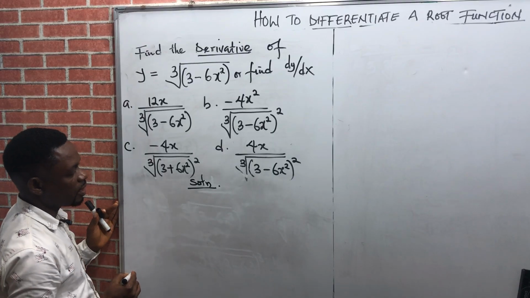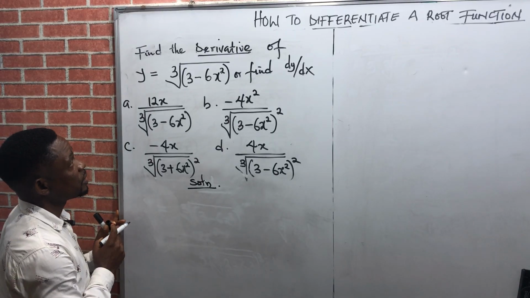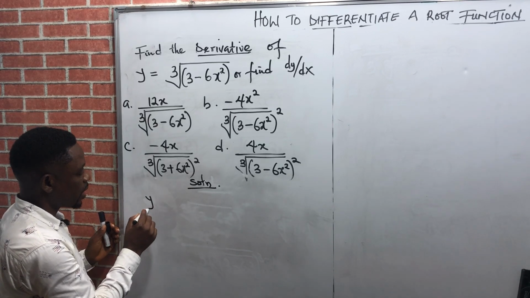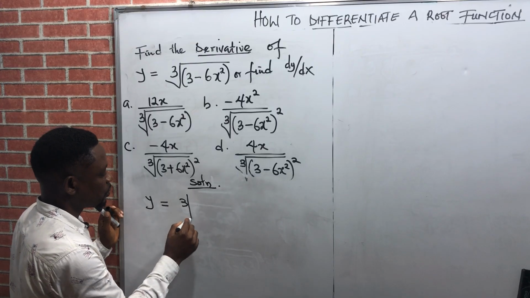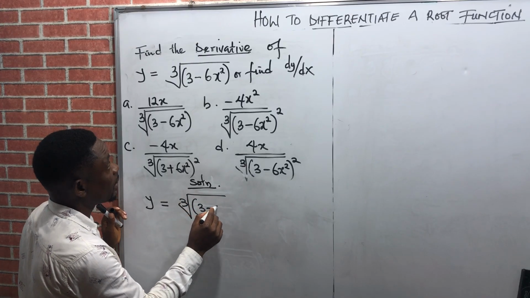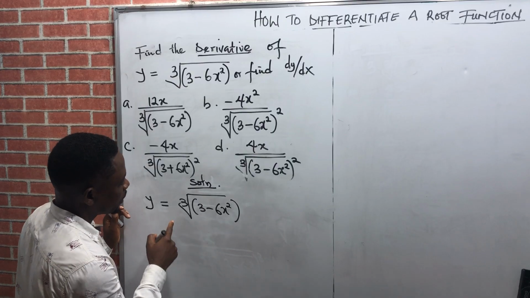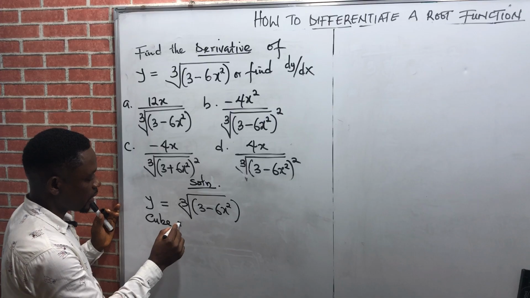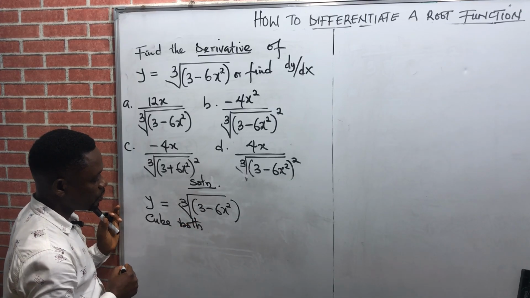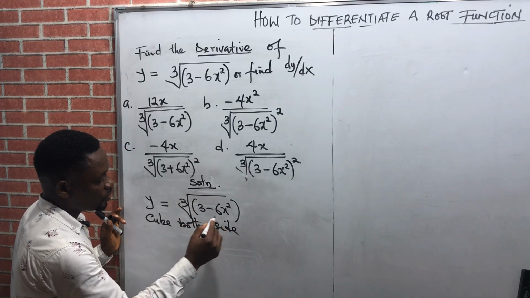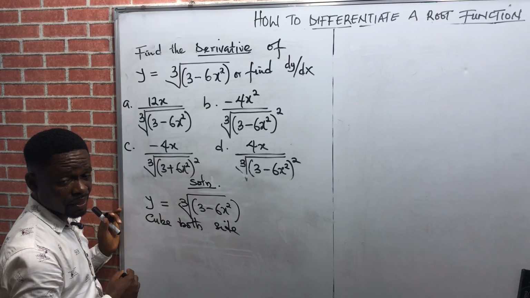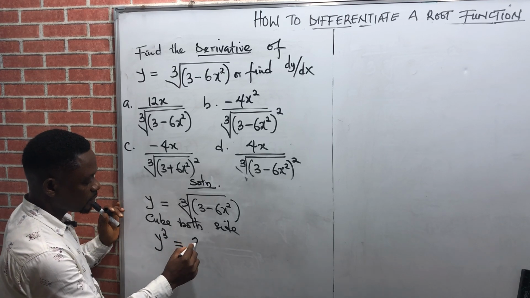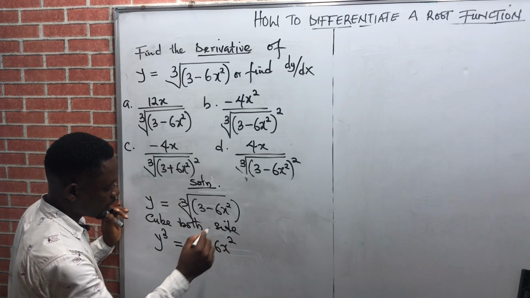Just like in my last video, anytime you see a root function, try to remove the root. Now the question given is y equal to cube root of bracket 3 minus 6x squared. Now this is cube root, so what do we say? We cube both sides of the equation. As you cube both sides of the equation, this cube root will disappear. So what you are left with is y cubed equal to 3 minus 6x squared. Are you with me now?